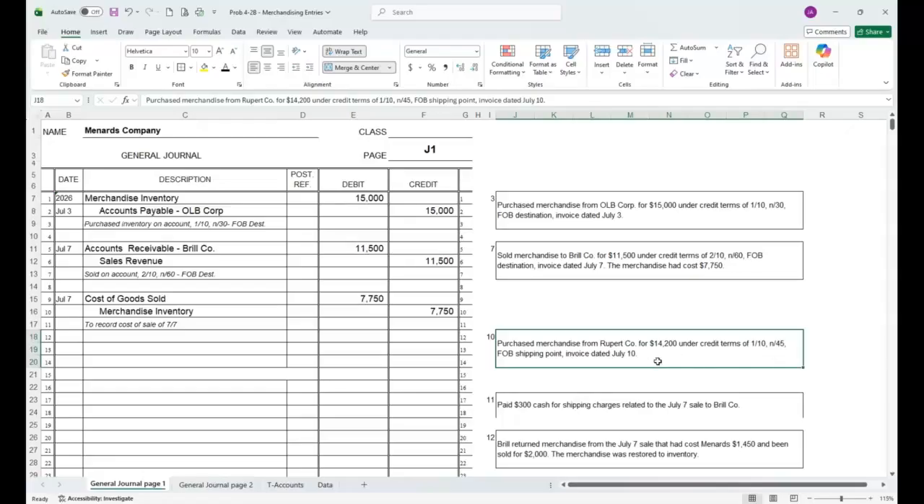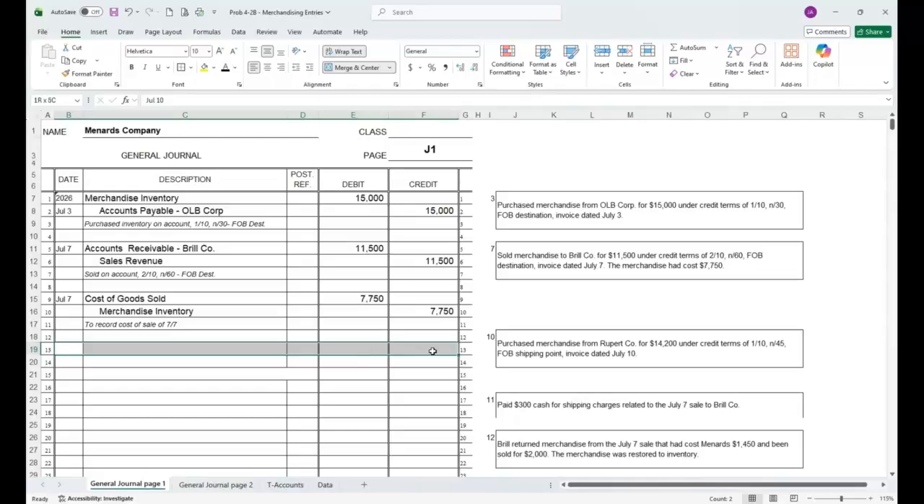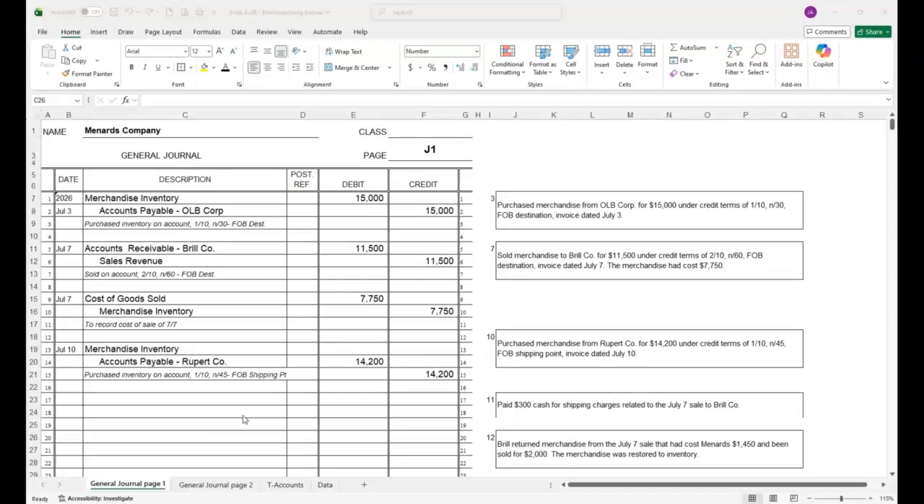So if we pay for it within 10 days, we get a 1% discount, and we have to pay the shipping. FOB shipping point means that we take ownership of it when it's shipped. It looks like this. Debit merchandise inventory, credit accounts payable, Rupert Company.